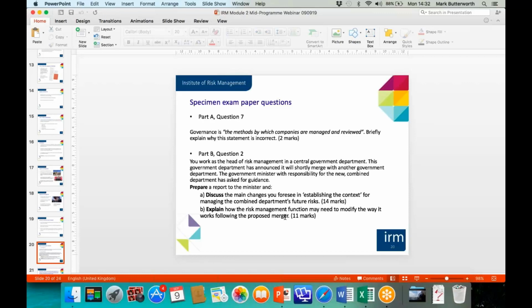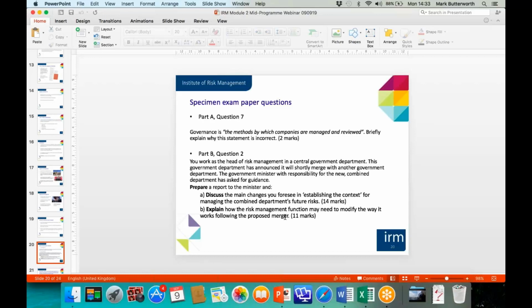We're now in part B of an exam paper, which is much more wordy. You get a short case study, a short scenario, and it says you must prepare a report. And for these 2 questions, A and B, you'll see at the end that one has 14 marks, one has 11 marks. So clearly, much more work to be done compared to the short questions that you saw in part A.